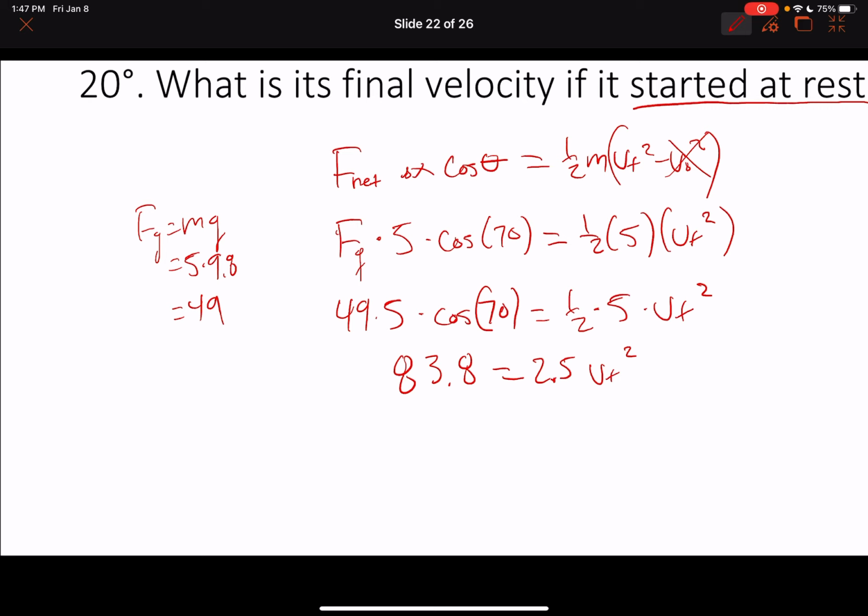So let's do 83.8. Let's actually just pull the number down from earlier so I can be more accurate. And then we're going to divide by 2.5. So Vf squared is equal to 33.51. And then we're going to take the square root of that answer, and we get Vf is 5.79 meters per second.